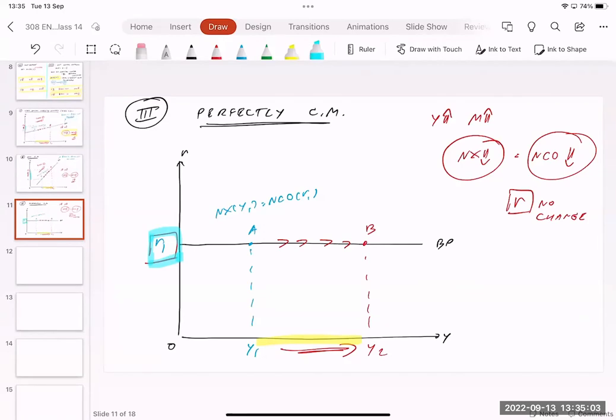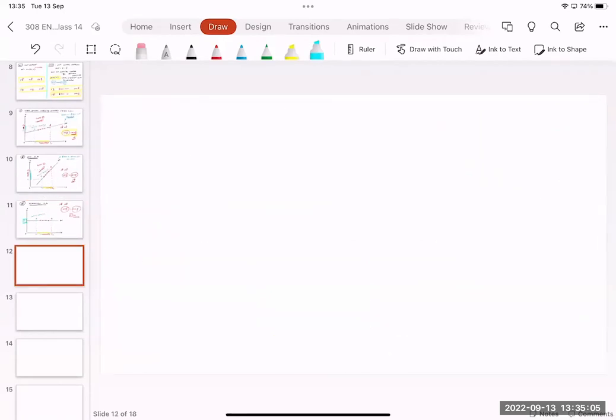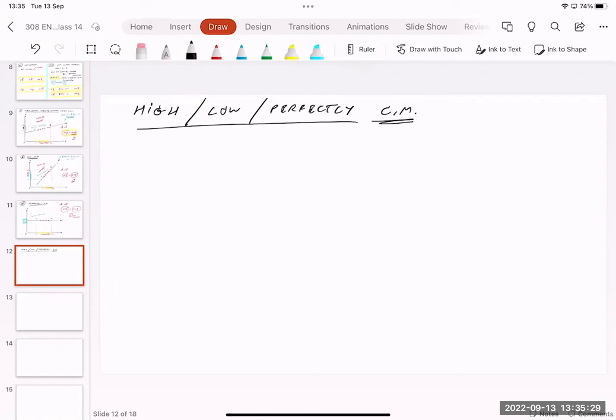Then next one, we're gonna talk about the points that are above the BP curve or the points that stay below the BP curve. This applies to all of the cases: high capital mobility country, low capital mobility country, perfect capital mobility country. All three cases. We're gonna apply the idea to all three cases.